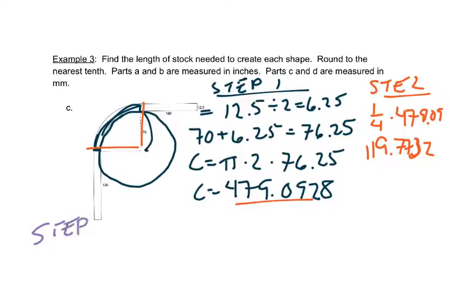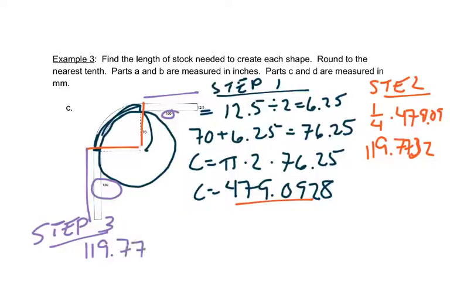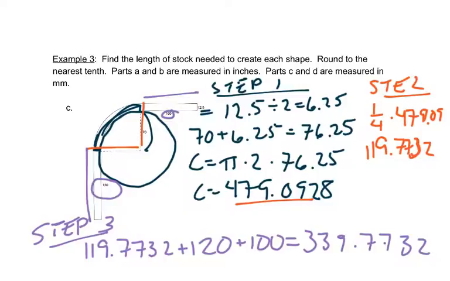Step 3 says to add the straight pieces on. So here's a straight piece, and here's a straight piece. So we'll have 119.7732, and we'll add the 120, and we'll add the 100. And that gives us 339.7732. Directions say round to the nearest tenth, so the 7 tells us to go up, and we would have 339.8 millimeters.